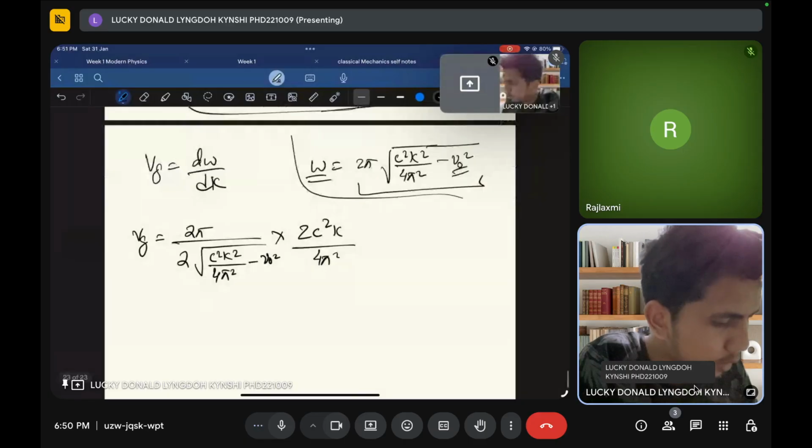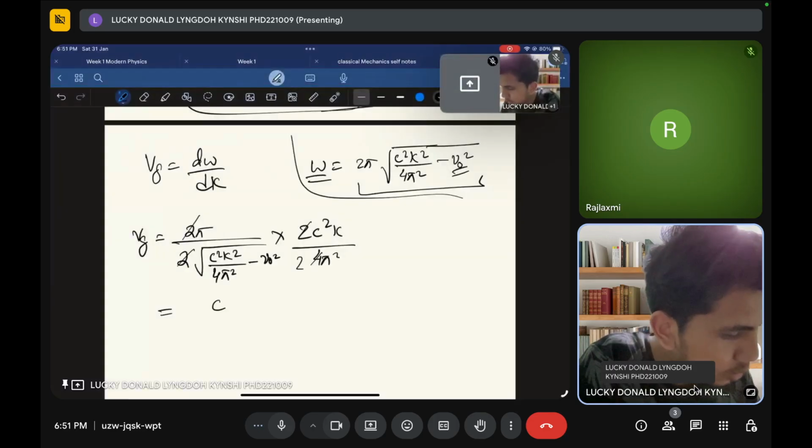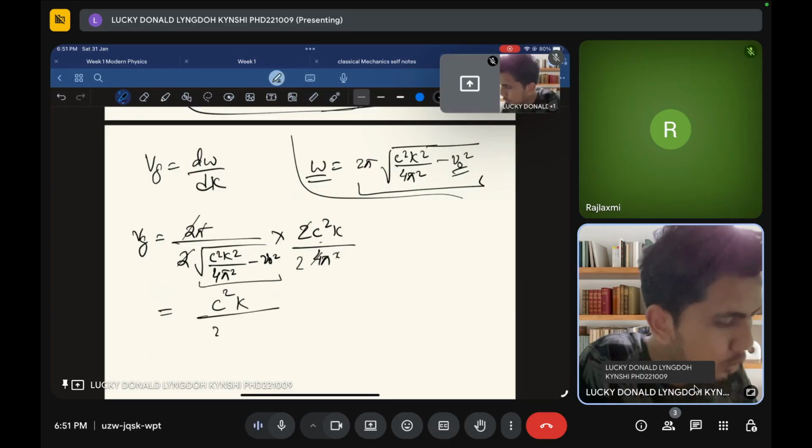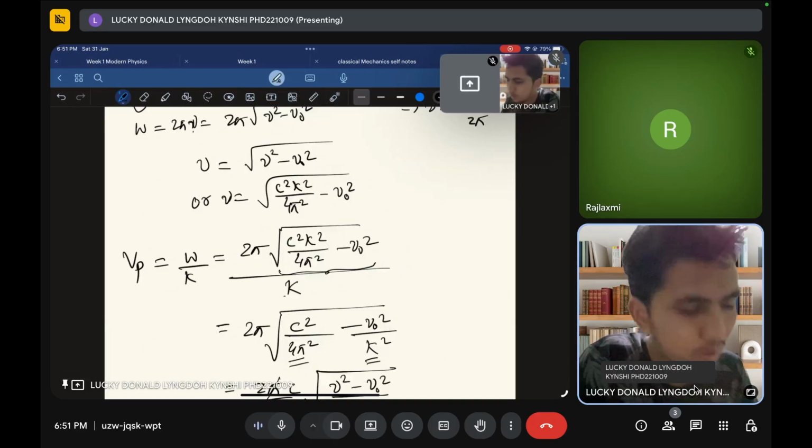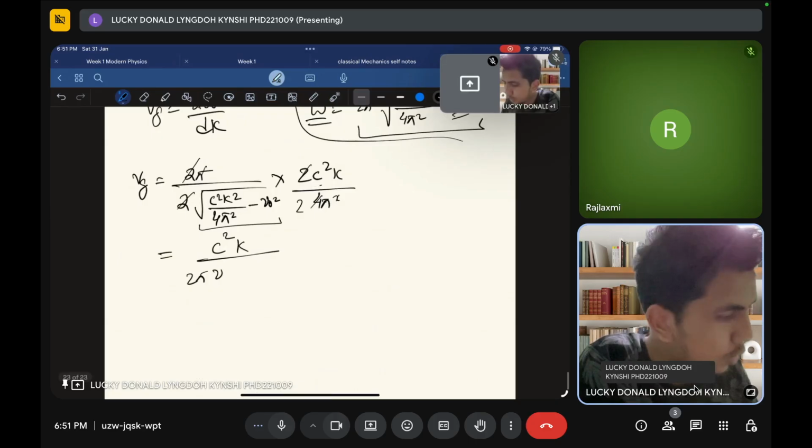So now 2 and 2 will get cancelled, right, and again 2 with 2 also will get cancelled. Then you will get c square k, and this term is already equal to 2 pi mu. How is this term equal to mu? From here you see mu is equal to c square k square by 4 pi square minus mu naught square, so you get c square k square by 2 pi mu. Then this is Vg, right?